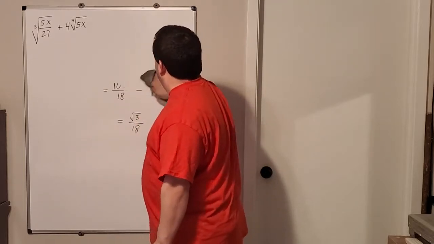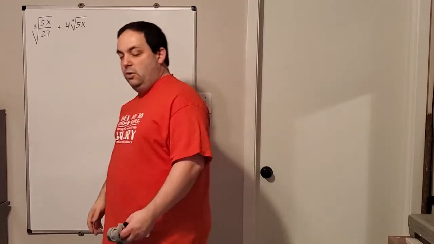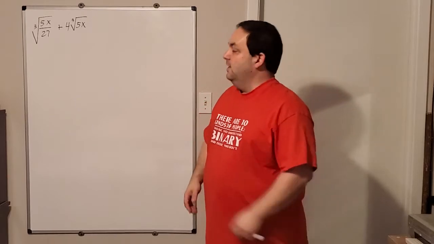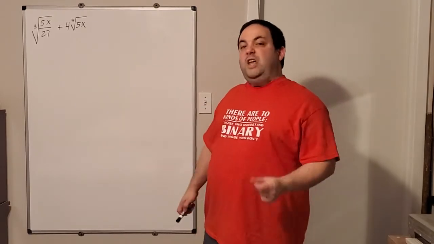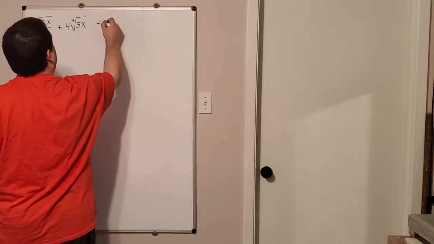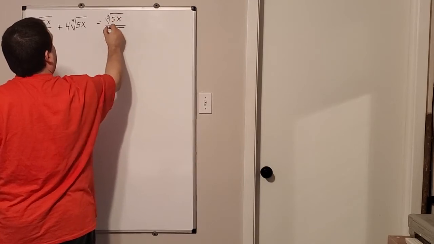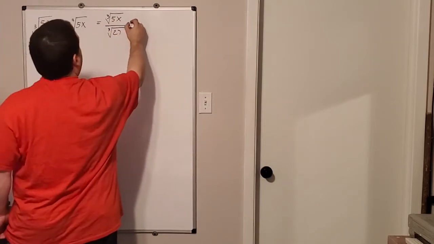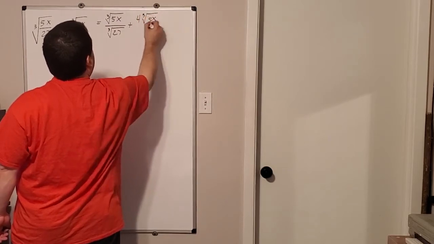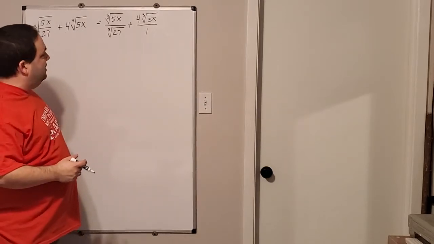First things first, I want to break down the radicals as much as possible. And I'm noticing that 27 is in my third power list. That's one of the ones I can do the third root of immediately, right? So I'll go ahead and break this up. I've got third root of 5x over the third root of 27 plus, and I'll go ahead and start writing this as a fraction since I know we're going to be adding and we're going to need some fractional pieces here.